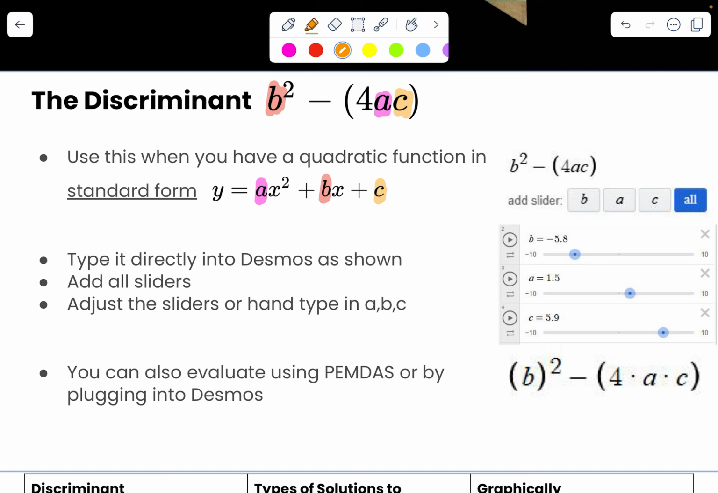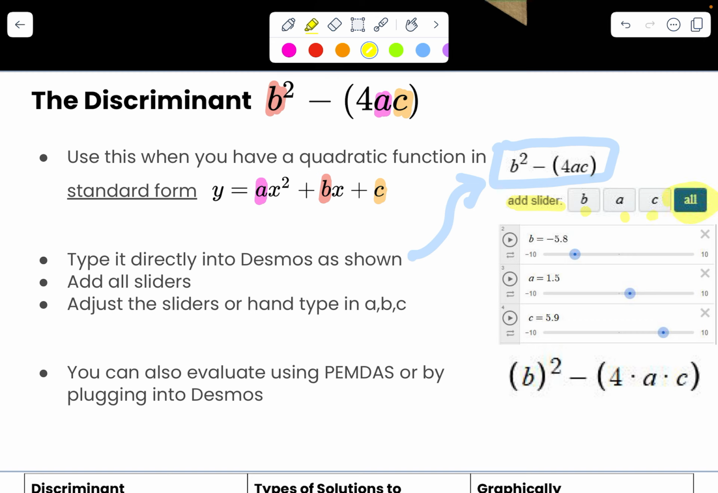And so the easiest way probably for us is going to be type it into Desmos directly as shown. When I mean directly as shown, I mean right over here. Okay, you can just type it in b squared minus parentheses for ac. I'm putting it in parentheses because it's 4 times a times c. And when we put things in parentheses, we know that means multiply, right? And then it's going to say add slider. Do you see how it says add slider right here? And you have b, a, c. You want to click all of them.